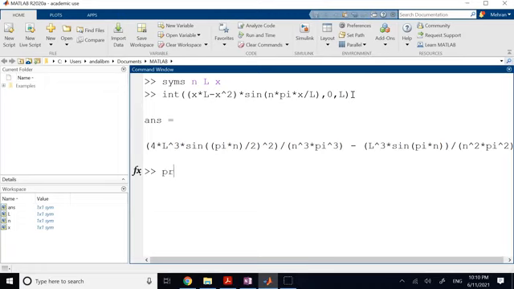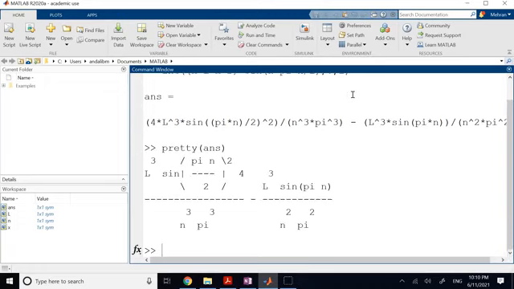Now it gives you the answer, and let me write it in a pretty manner so I can understand it better. So this is going to be 4L cubed sine of pi n over 2, the whole thing squared, the sine squared, over n cubed pi cubed, minus L cubed sine n pi over n squared pi squared. Now note that since n is an integer number, sine of n pi is always 0. Sine of 1 pi, 2 pi, 3 pi, negative 1 pi, 0 pi is 0. So the second term is actually 0, so I'm not going to write it.